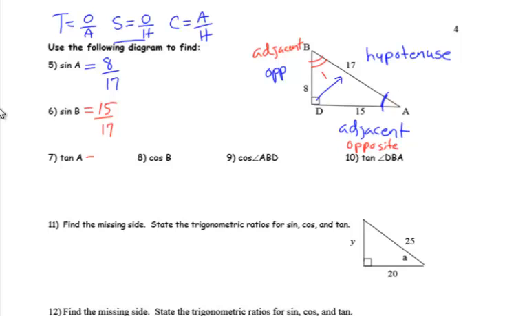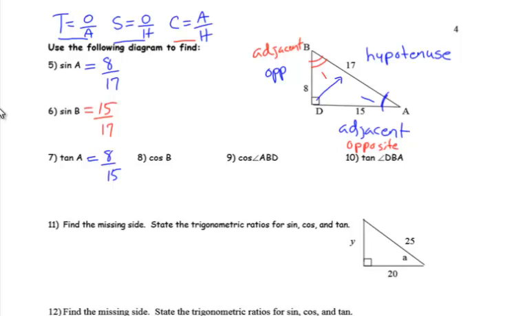Now the tangent of A, whoops, I've got to use blue for A. What's tangent? I look up here. Tangent is opposite over adjacent. So I go to A. Opposite of A is 8. Adjacent is 15. So 8 over 15. Cosine of B. I'm going to switch to red because B is my red angle. So I'm looking for cosine. Cosine is adjacent over hypotenuse.